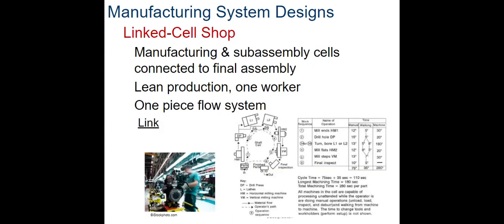The link cell shop is one where the manufacturing and subassembly cells are connected to the final assembly. So it's very lean production. There's only one worker. And each individual piece, the person will first go to step one and do that step. Then step two, they'll make this. Step three, step four, step 5, 6, 7, etc. So this will be a very lean manufacturing, maybe one person, but they're using lots of different machines in the process.